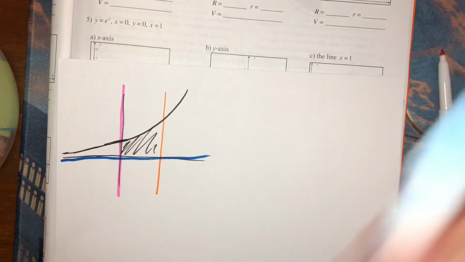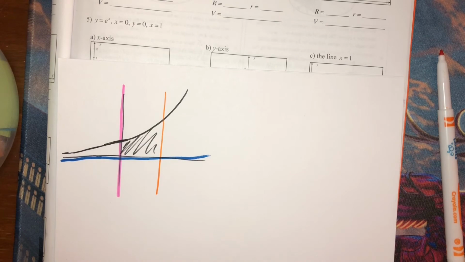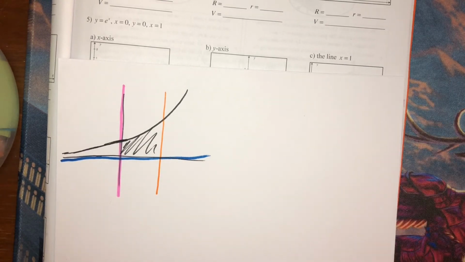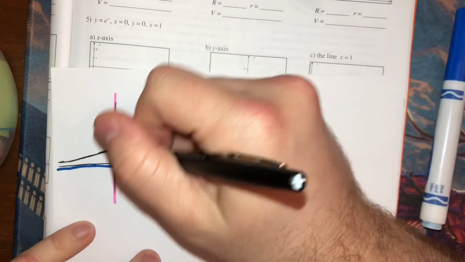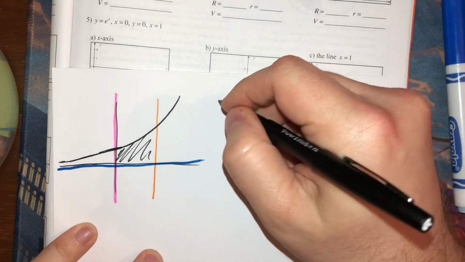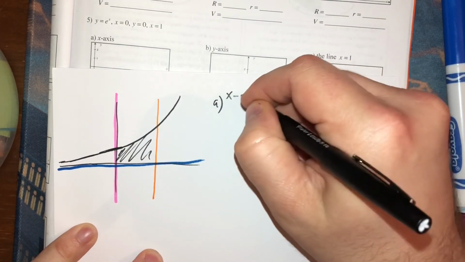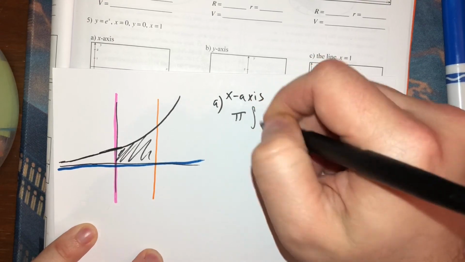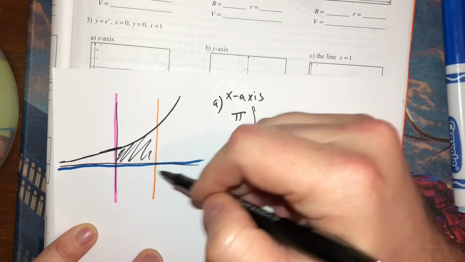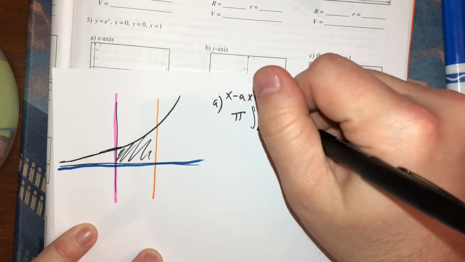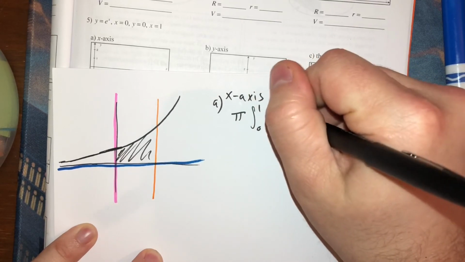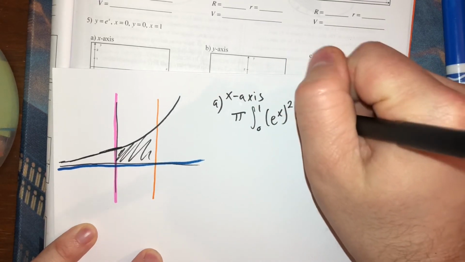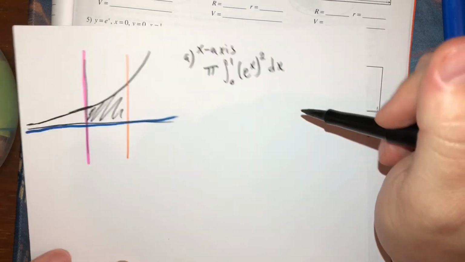So since it's touching the whole way, we can just do a disk. There is no inside and outside radius. It's just touching the whole way. So for A, around the x-axis, we can say it's pi from 0 to 1 of e to the x squared dx.